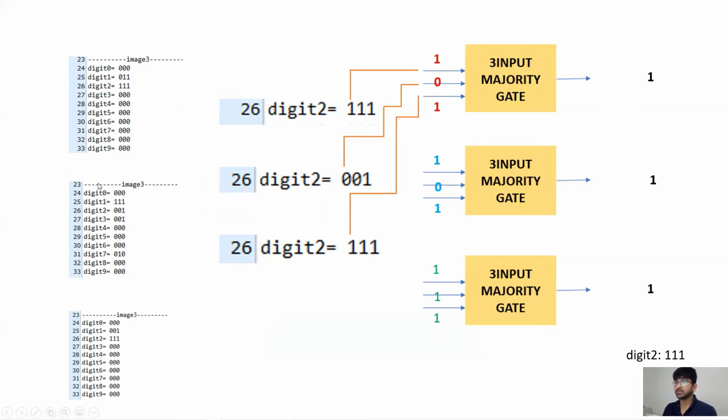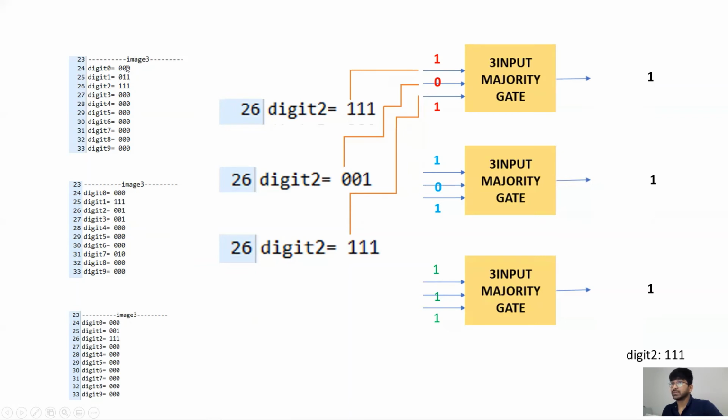If you consider image 3, image 3 has digit 2 as the final output for the first network. The first network shows that image 3 is digit 2, and the second network says image 3 is digit 1, and the third network says it is digit 2 as the output. If you consider digit 2, we are going to have 3 input majority gates at each and every digit.